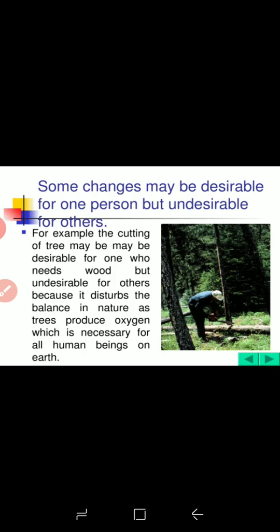Do you know why we plant trees on both sides of the road? If you might be going through the big highways, you see that very big tall trees are planted on both sides of the road. So why is this happening?